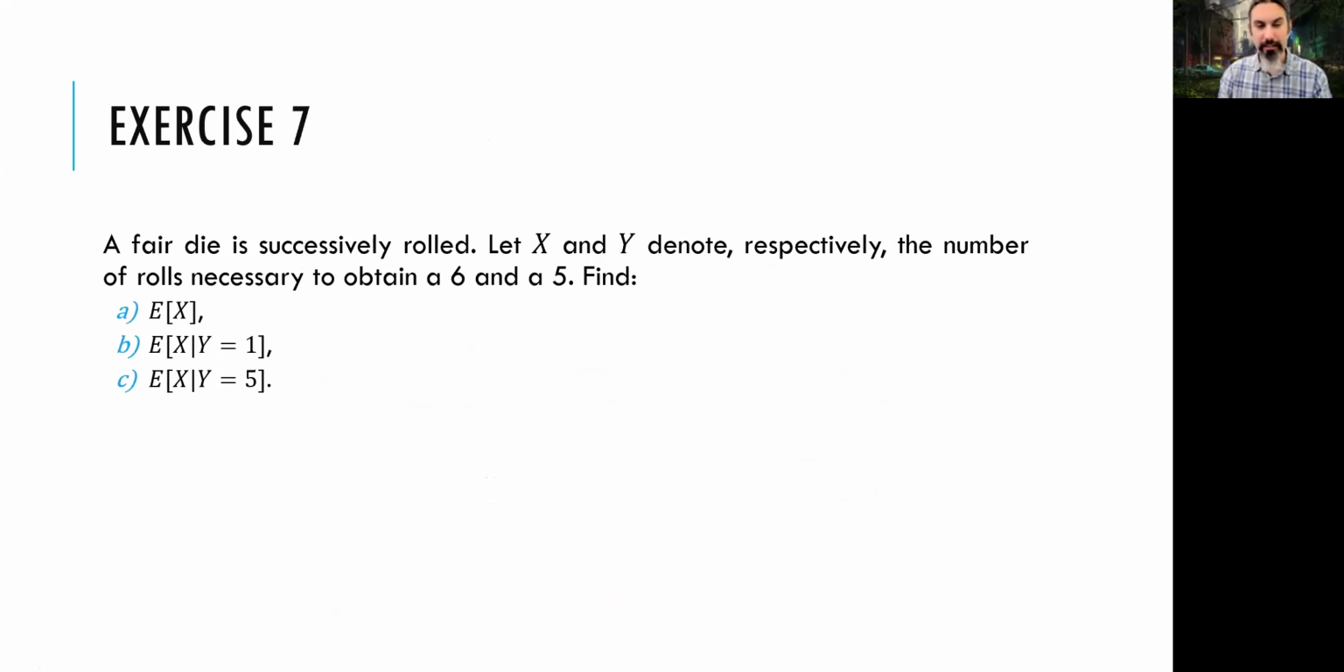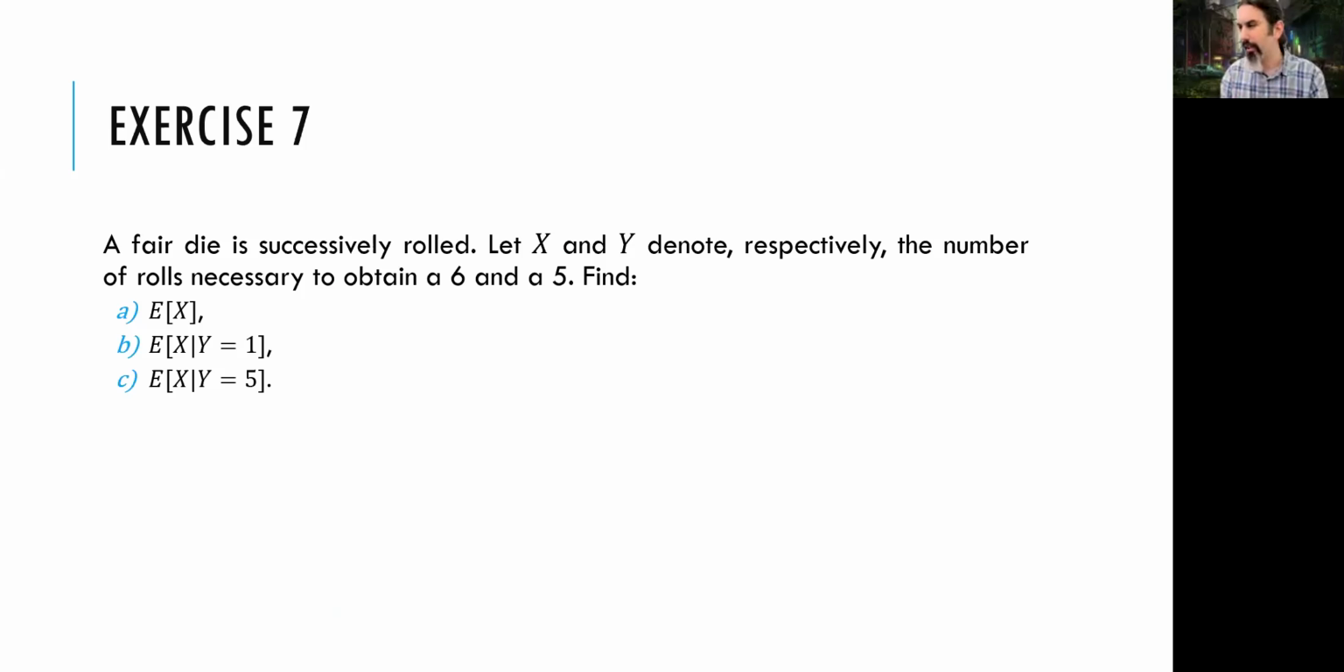Now, the last exercise is a bit easier, but there's a tricky part to it as well, because it says that a fair die is successively rolled. It's a die question where X and Y denote the number of rolls necessary to obtain a 6 and a 5. Find the expected value of X. Now, the expected value of X denotes the number of times you require to roll a 6. This is geometric. So the probability of getting a 6 in one roll is 1 over 6. As it's geometric, it's going to be just 6.